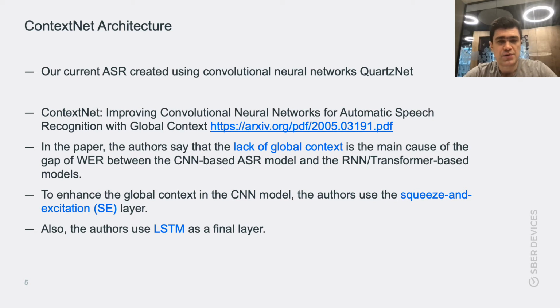And last year, authors from Google published a paper about ContextNet called Improving Convolutional Neural Networks for Automatic Speech Recognition with Global Context. In the paper, authors say that the lack of global context is the main cause of the gap between the convolutional neural networks model and the transformer-based models. To bridge this gap, the authors propose the squeeze and excitation layer. Also, they use LSTM as a final layer, also called a decoder.